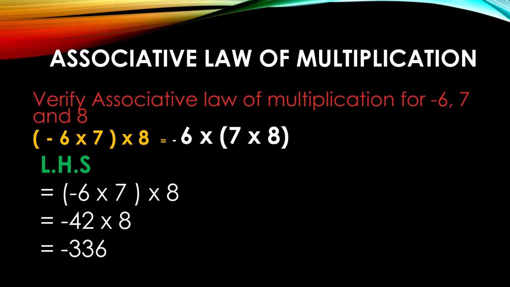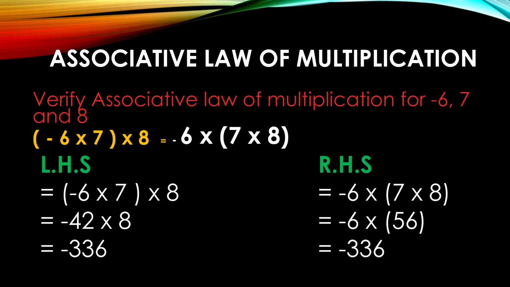Now we have to prove whether the left hand side is equal to the right hand side or not. Let's solve the left hand side first. We have negative 6 into 7, positive times negative is negative, and 6 into 7 is 42, so we have negative 42 into 8. Multiplying both we get negative 336 according to the rules of integers.